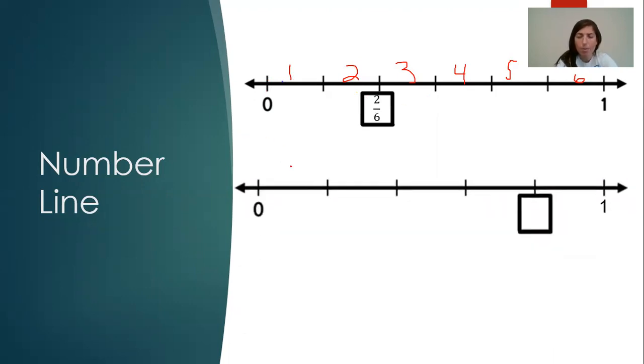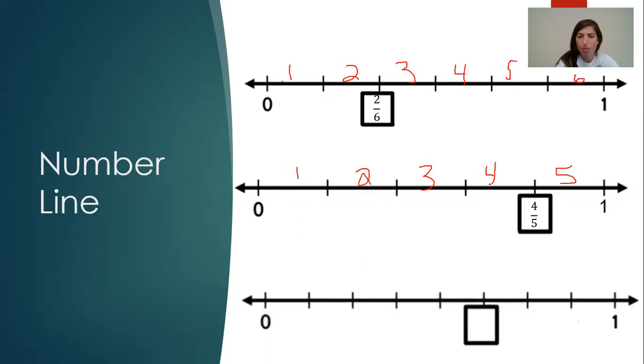Our next example, we're going to follow those same steps again. We're going to count the spaces between 0 and 1. So for this one, we have 1, 2, 3, 4, 5. 5 is going to be my denominator. If we count the spaces between 0 and our box, there are 1, 2, 3, 4 of those. So our fraction for this one is 4/5.